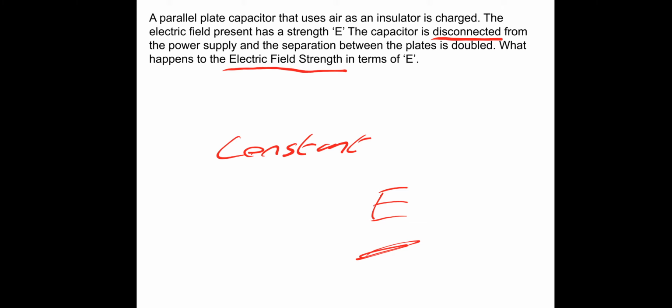So it should be pretty straightforward. The capacitor is disconnected. So if you've written the notes down earlier, once it's disconnected and the separation of plates increases, the voltage would increase. But what would happen to the electric field strength? Well, the electric field strength will just be the same, it remains constant. So in terms of E, the electric field strength would simply be E, be the same. Hopefully you got that one. Let's move on to the next one.